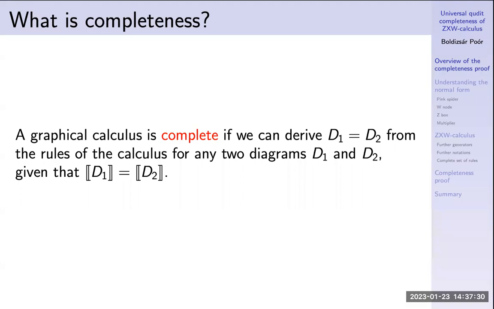For the ZX calculus, there is a universal completeness for qubits. And we also have the completeness of the Clifford or stabilizer fragment for prime dimensions. Here what we prove is that the ZXW calculus is universally complete, which is a really general statement for all dimensions, not just primes. So this result is quite general. But let's look at how we actually prove it.